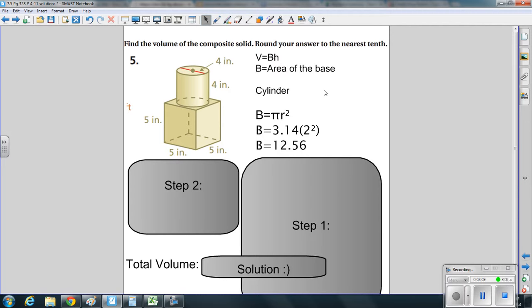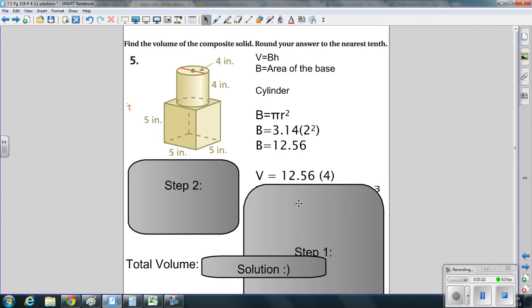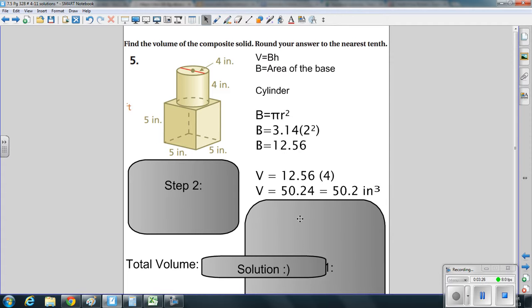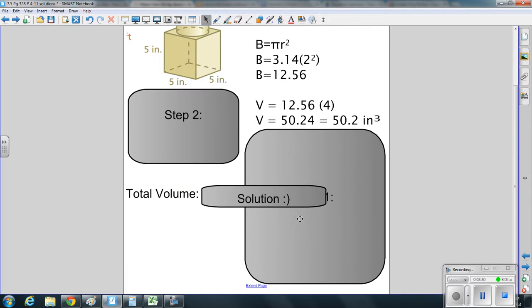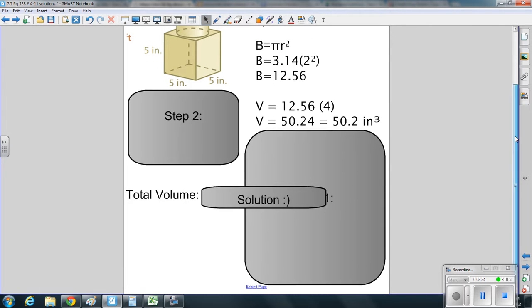I am not finished yet. So the formula tells me to find volume, find area of the base, and multiply it by the height. The height of this cylinder is 4 inches. So I'm going to take my area of the base, 12.56, times it by 4 to get an answer of 50.24. And since we're rounding to the nearest tenth, 50.2. Any questions?